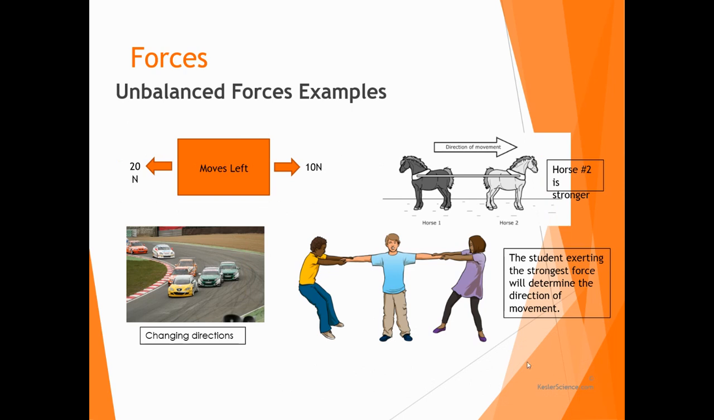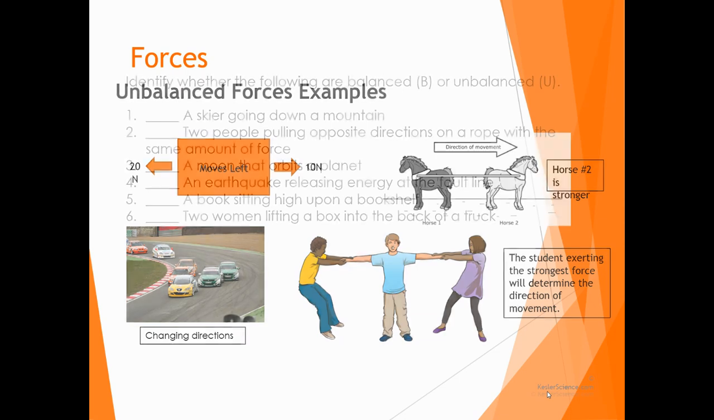Some examples. We've got a 20 Newton force and a 10 Newton force, and this object might be moving to the left, but it's actually getting unbalanced towards the left-hand side. Here you have two horses that are tethered together, and horse number 2 is actually stronger, so he can pull horse number 1 in his direction. And here, they're not going in a straight line because they're going around a curve. So this is also an unbalanced force. And in here, the student exerting the strongest force will determine the direction of the movement. This is kind of like in the horse picture.